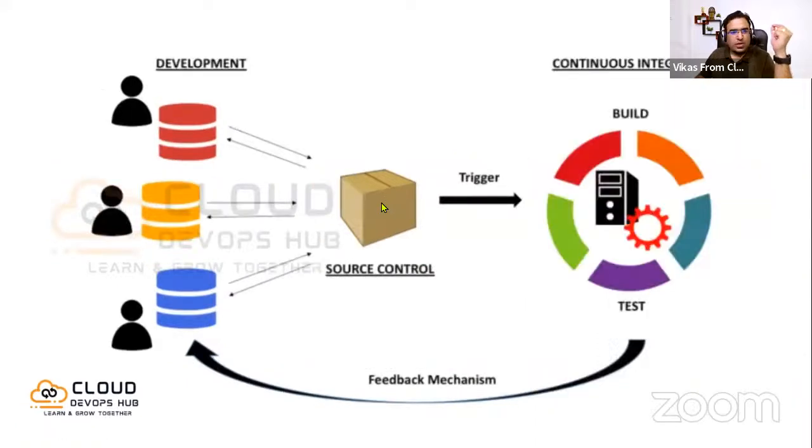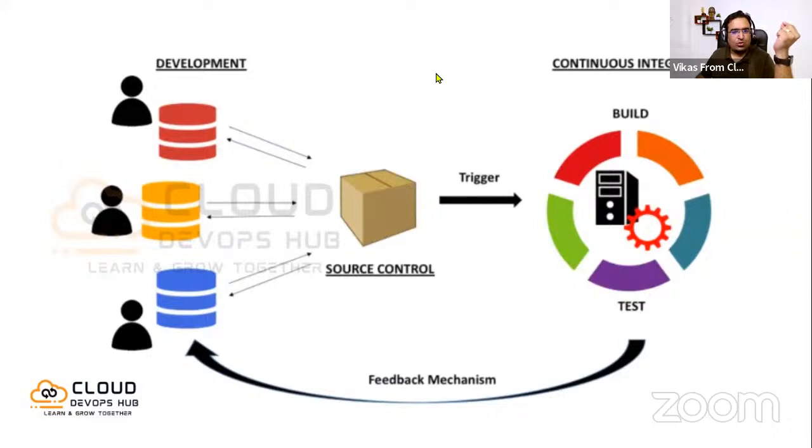As soon as the code comes into GitHub, the building and compiling of the code will happen, unit test cases will get executed, testing will happen, and the build will get generated. If the build succeeded, it will give success or good feedback to the developer that your build succeeded. If the build failed, it will give the failure status to the developer. This process is known as CI.